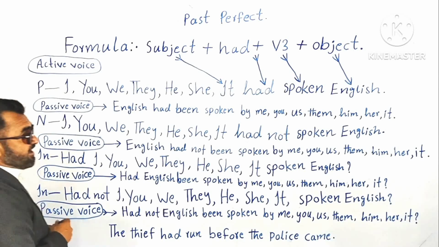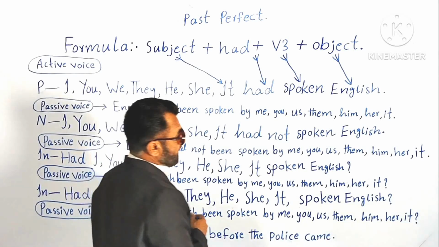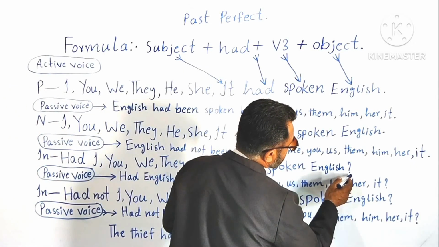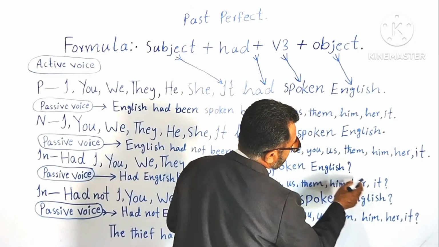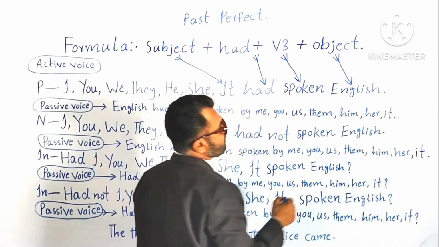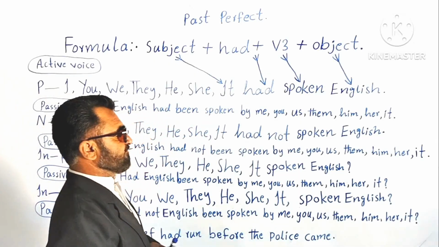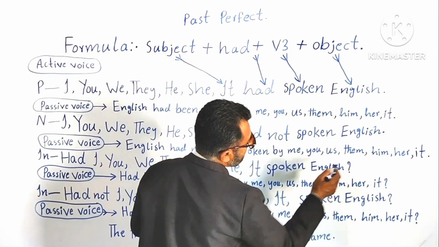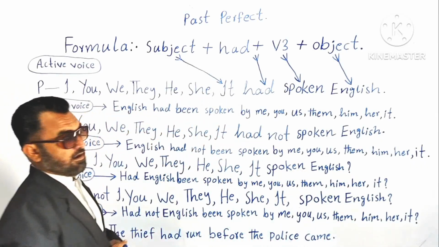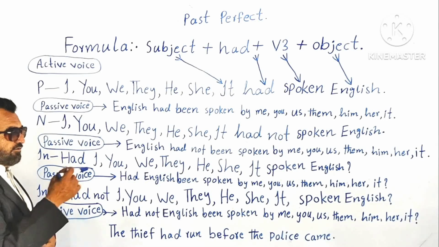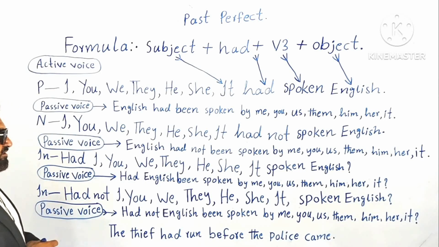Interrogative sentence of active voice. Now, the sign of an interrogative sentence is just that it takes a question mark. Positive and negative sentences both need full stops. But when it comes to interrogative sentences, they need question marks instead of full stops. Understood? This is the difference.